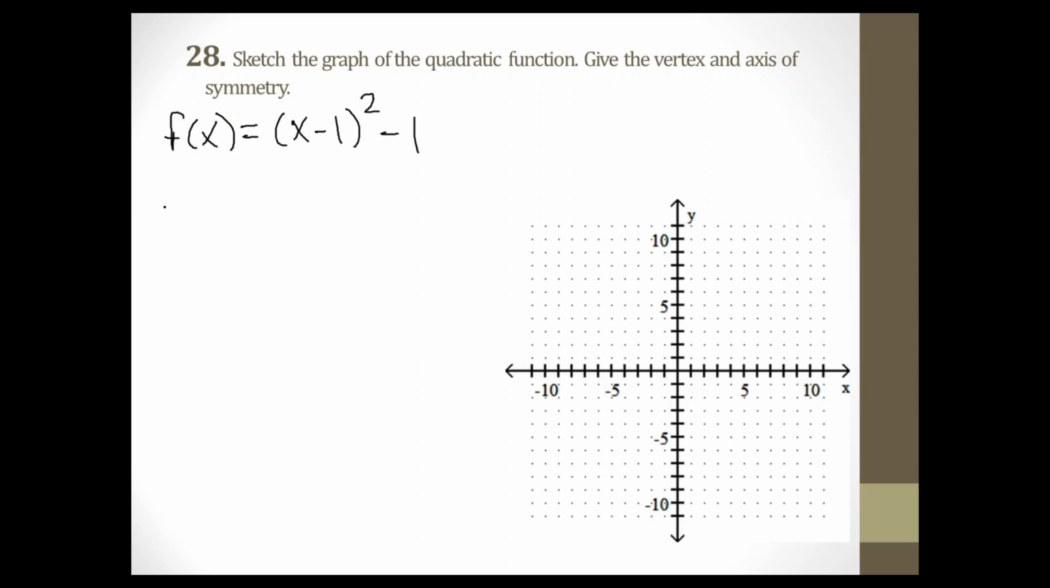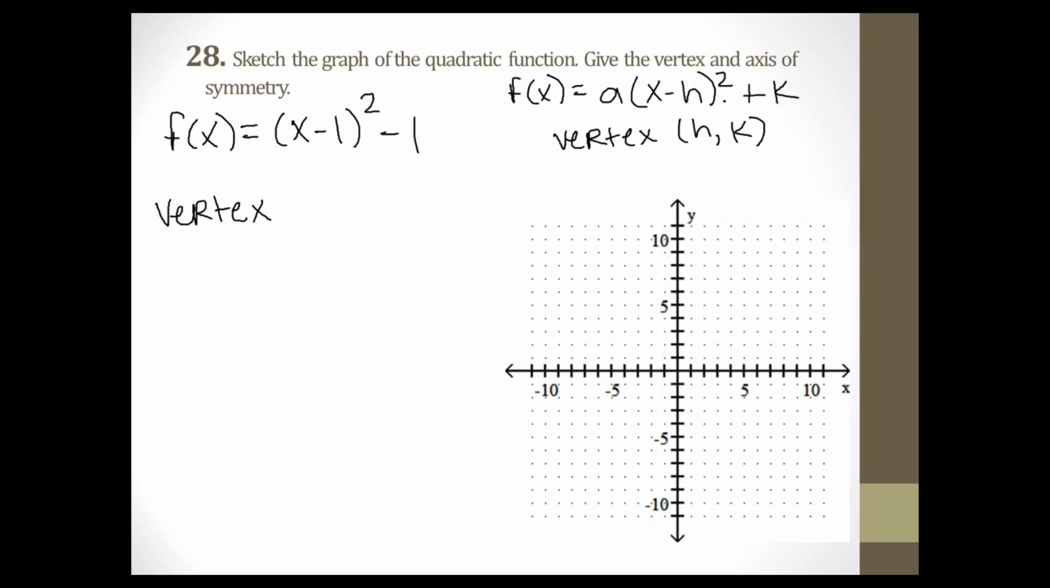So vertex form is f of x equals a times x minus h squared plus k. The vertex we get from h and k. But you want to change the sign of h and keep the sign of k because it's minus h. So I always say change the h, keep the k. That's my little phrase that I use when I'm teaching this. So for this problem, your h here would be 1. So you change the sign, you see minus 1, but we want to take positive 1 and keep the sign of k. So it'll be 1 comma negative 1. Change the h, keep the k.